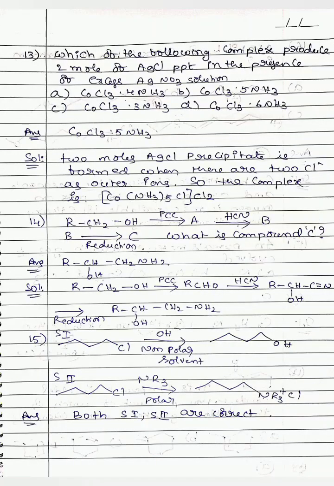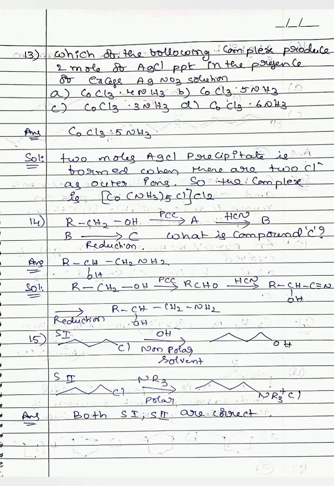Next one. Which of the following complexes produces 2 moles of AgCl precipitate in the presence of excess AgNO3? In order to produce 2 moles of AgCl, 2 chloride ions must be outside the coordination sphere. Among the given options, the second one, CoCl3·5NH3, which is in the form [Co(NH3)5Cl]Cl2, has the 2 Cl- ions as the outer ions. So the answer is B.